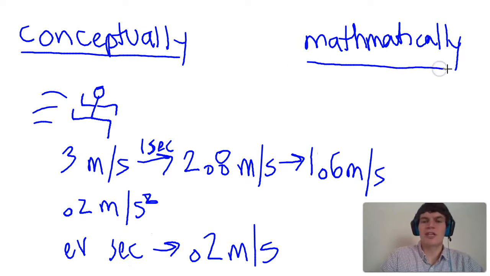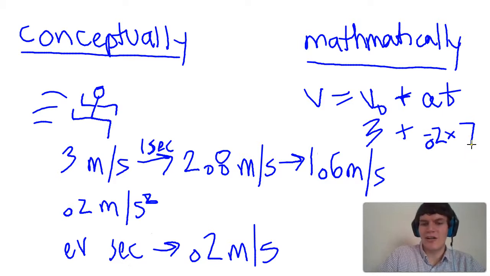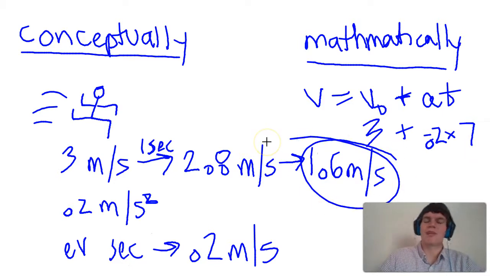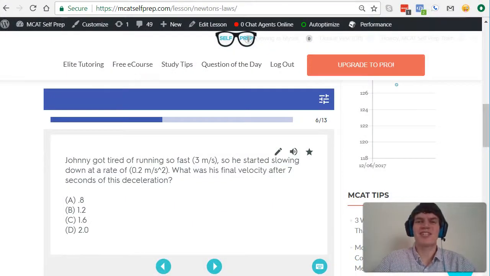Mathematically, you would use the equation V equals V0 plus A times T. If you plug in 3 for V0 and minus 0.2 times 7, you're going to get the exact same answer of 1.6 meters per second. And taking a second look back at the question, we realize the answer is C.